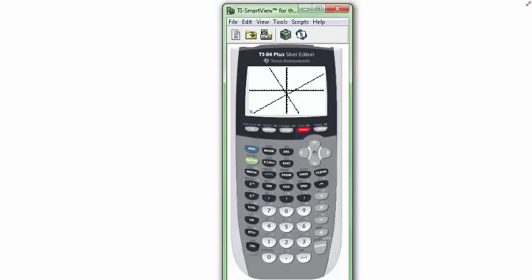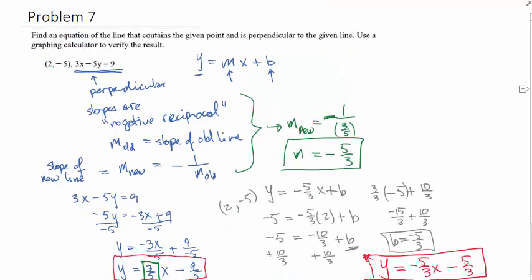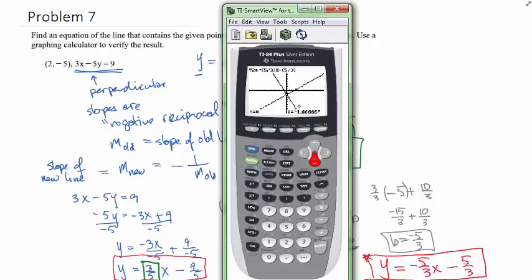Now again, if we trace, the second function is the y2 function, and that's the new graph that we found. If we trace to try to figure out if 2 comma negative 5 is on that line, I'm going to hit trace, y2, and I'm going to type in the number 2, and I hope the y value comes out to be negative 5. And here it goes, negative 5. Alright, so now we found another line perpendicular to a previous line passing through a specific point.